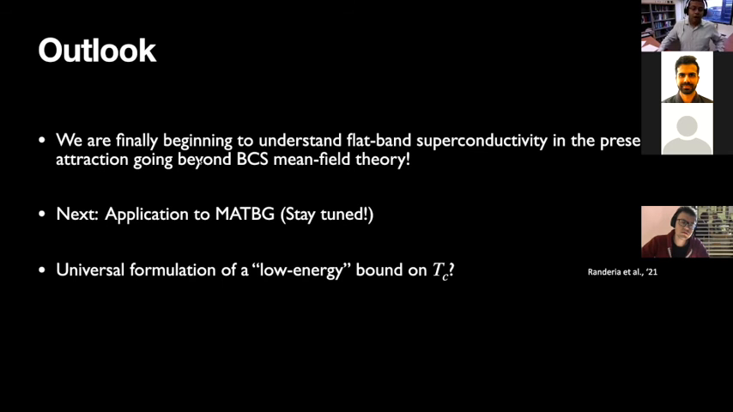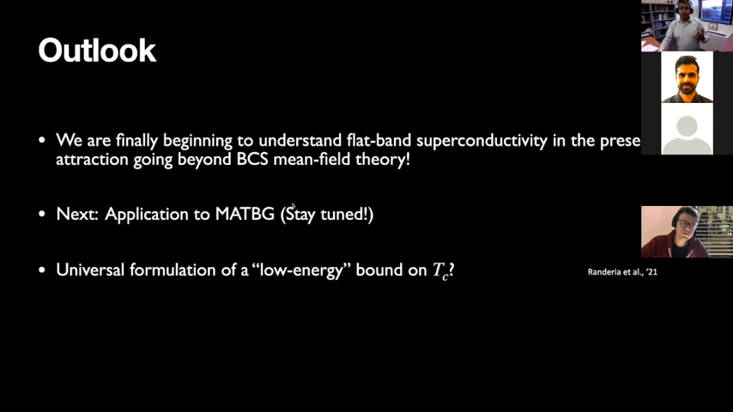And so now with the technology that we have developed, of course, we want to apply this to MATBG, and well, all I'll say is just stay tuned for that. And from a more theoretical perspective, I think we still need to understand, given certain classes of models, even including those that are relevant for flat band physics, can one really come up with a precise formulation of a low energy bound, meaning write down bounds on TC over U, let's say, or TC over something else, almost at the level of a theorem.